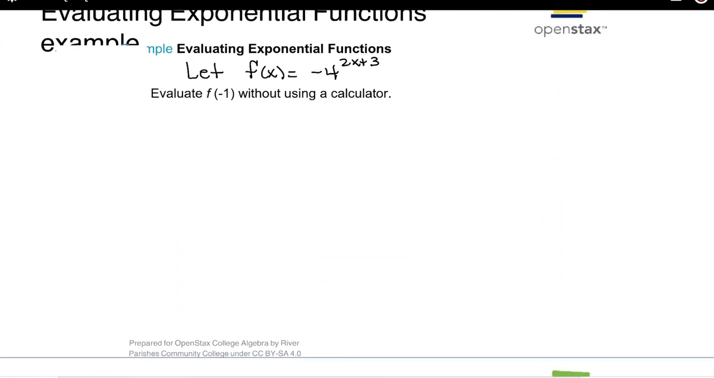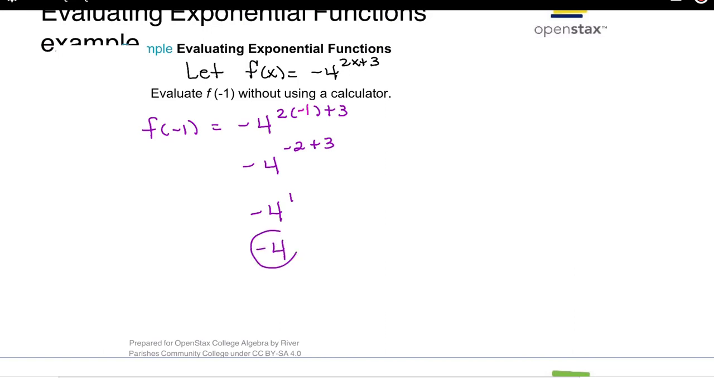Alright, so now let's talk about evaluating exponential functions. This is just like evaluating any regular function. You're just going to substitute the value in for the variable. So if we're finding the function at -1, we're going to rewrite the function, and wherever we see the x, we're going to replace it with -1. So now we have -4 to the 2 times -1 would be -2. So then that would be -4 to the 1, which is just -4. So you're just substituting the number in, and then you're simplifying.